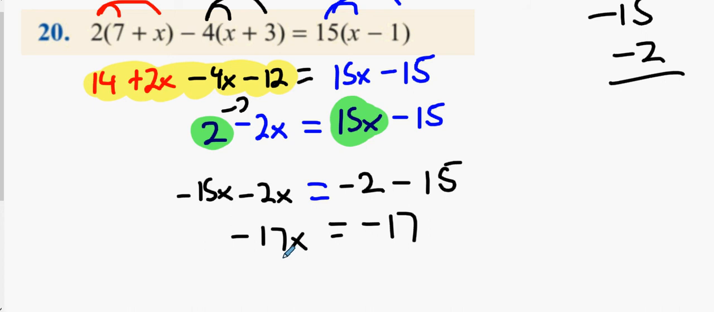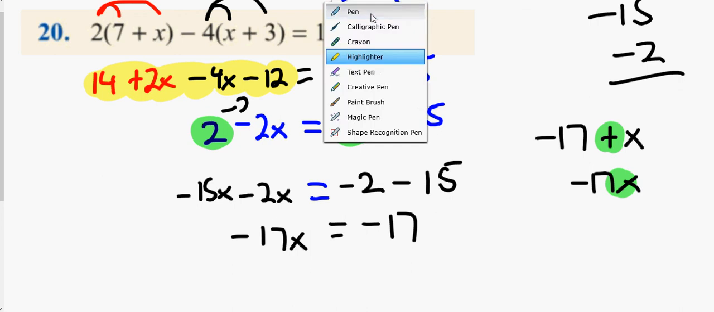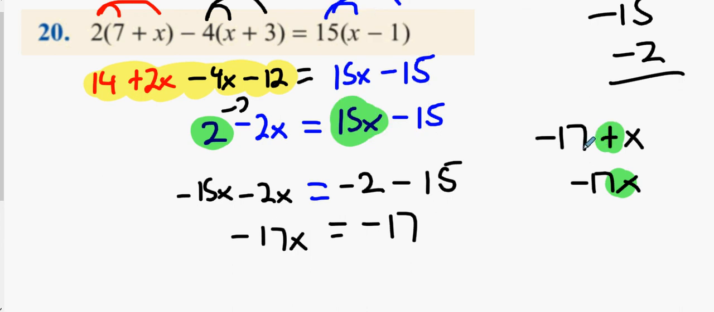Is it being multiplied or added to the x? So what's the difference between minus 17 plus x and minus 17x? The minus 17x is being multiplied. It's being multiplied when there's nothing between it and the x. But if there's a plus sign, it's definitely being added. What is the inverse, or the opposite, of being multiplied by minus 17? Being divided by minus 17, exactly.